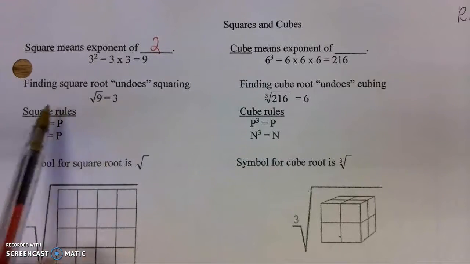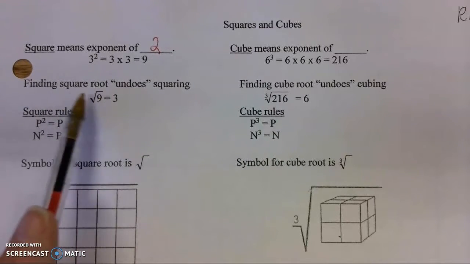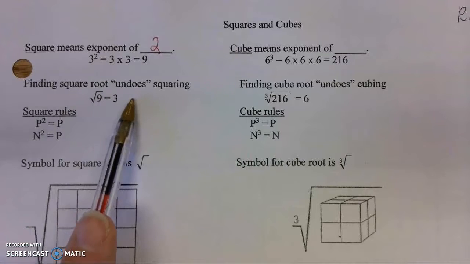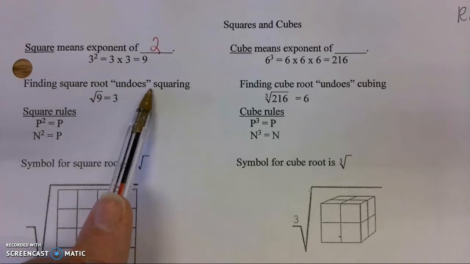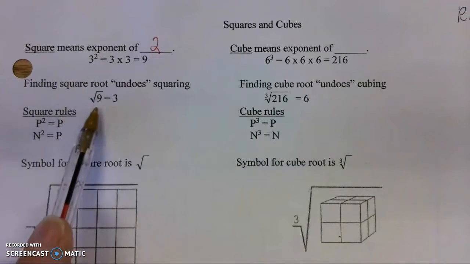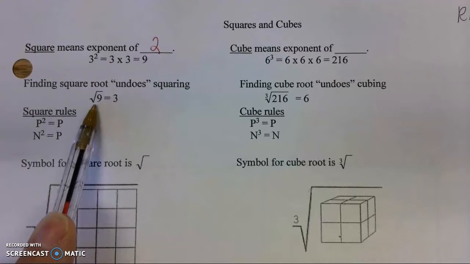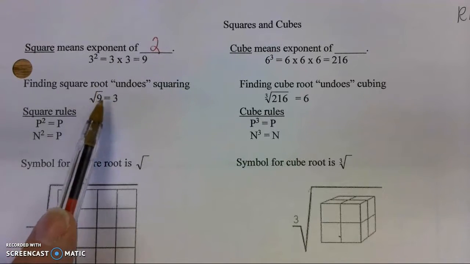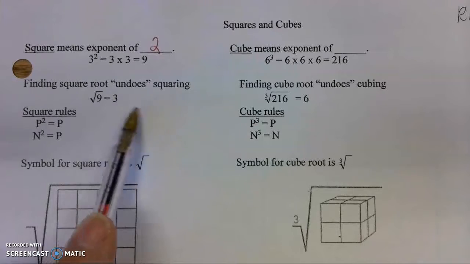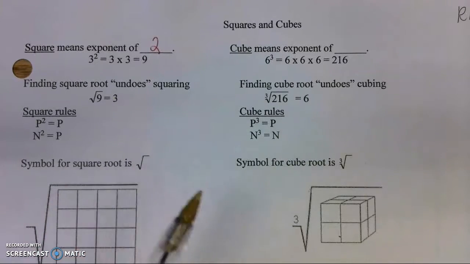When we want to find the square root, finding the square root undoes squaring. So instead of squaring a number, I want to find out what number, when I square it, will give me the number inside the symbol. So the square root of 9 is 3, because 3 times 3 equals 9.